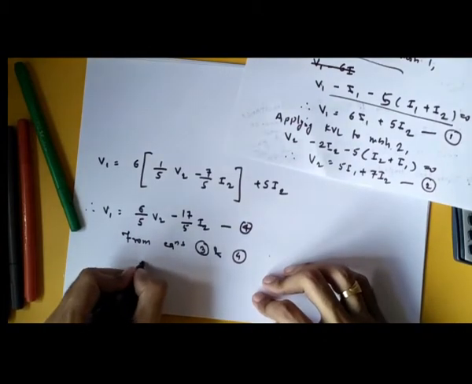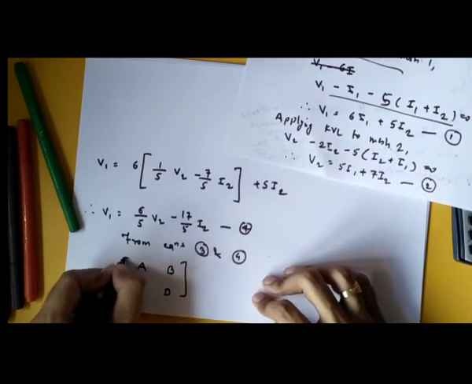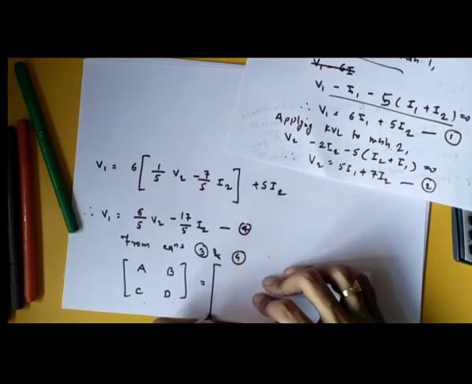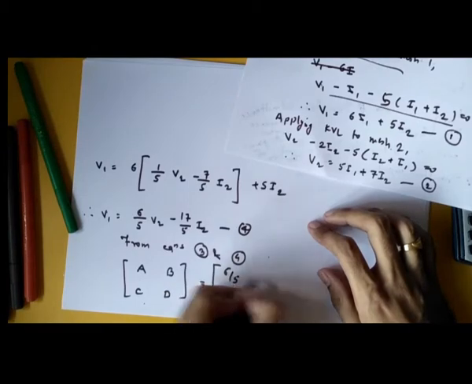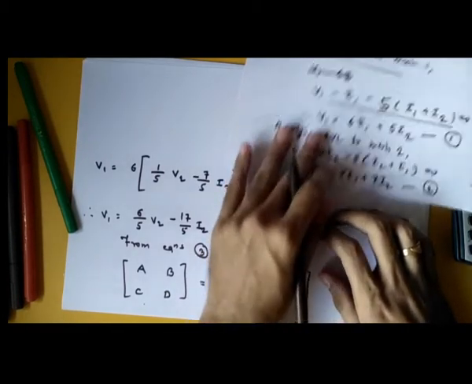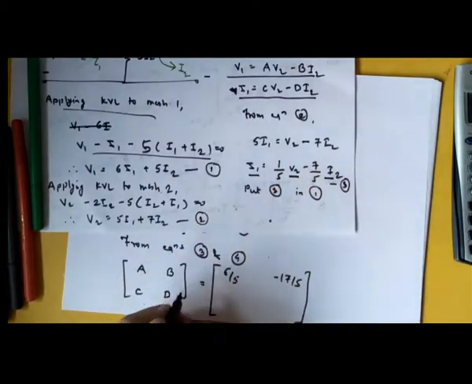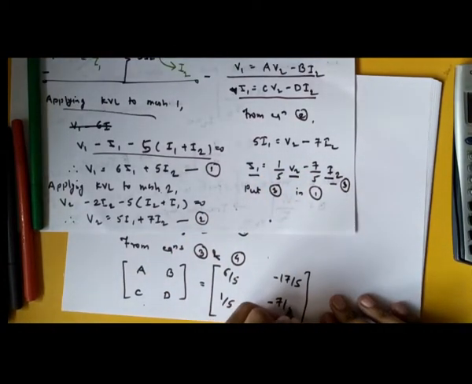Okay, we can directly write the parameters A, B, C, D. Obviously, you always have to write them in matrix form. So this is V1. So 6 by 5, minus 17 by 5. Then what is I1? 1 by 5, minus 7 by 5. So 1 by 5, minus 7 by 5.